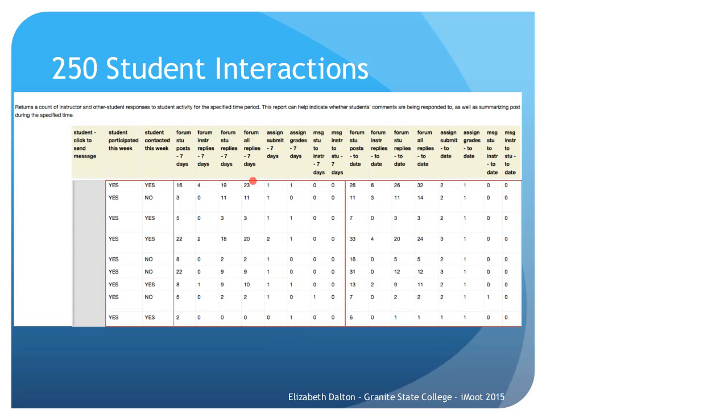If the student has done any of these things within the past 7 days, we say the student participated this week. If the instructor contacted the student by any of these methods in the past 7 days, we say the student was contacted this week. If the answer to any of these is no, probably the instructor should be taking some action.